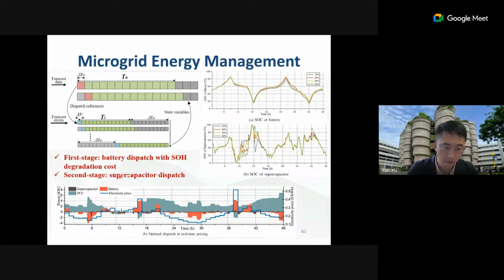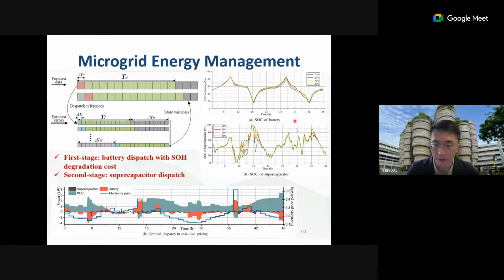we dispatch the supercapacitor, and the 2 stages are coordinated so that the battery can provide longer power charging and discharging because it has high energy density, while the supercapacitor provides faster but shorter power charging and discharging within each operation interval.